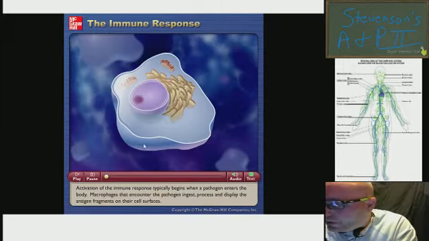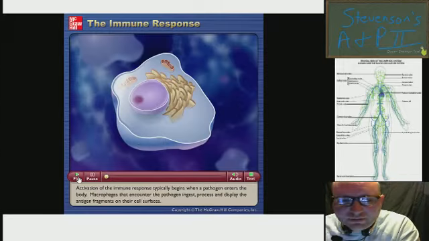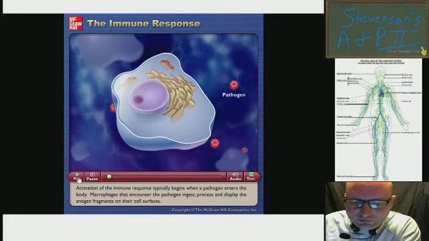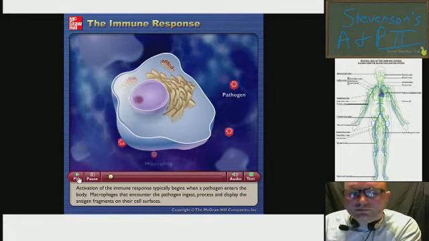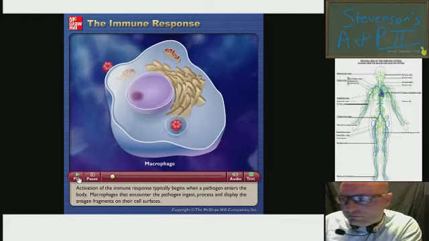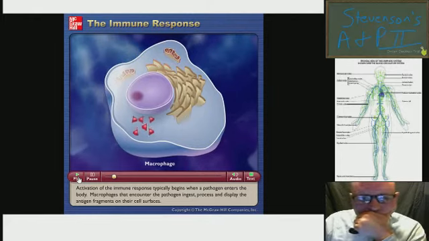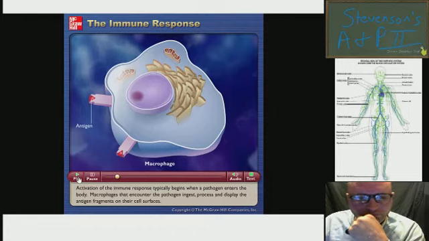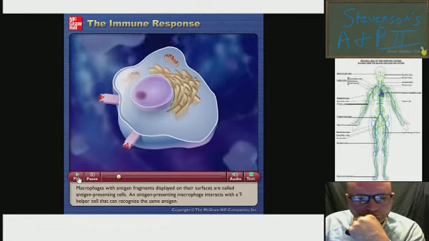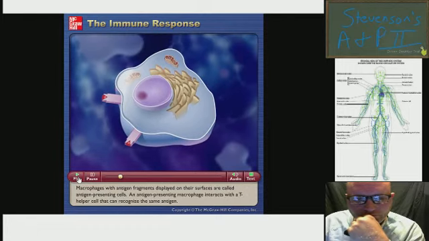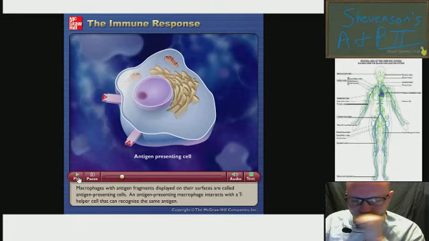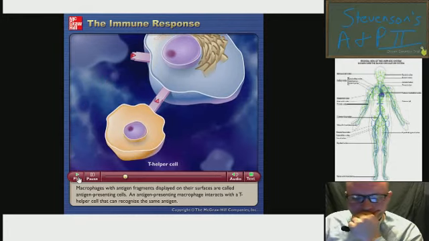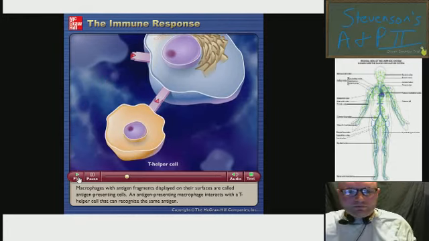Okay. Let's check out the immune response. Activation of the immune response typically begins when a pathogen enters the body. Macrophages that encounter the pathogen ingest, process, and display the antigen fragments on their cell surfaces. Macrophages with antigen fragments displayed on their surfaces are called antigen-presenting cells. An antigen-presenting macrophage interacts with a T helper cell that can recognize the same antigen.